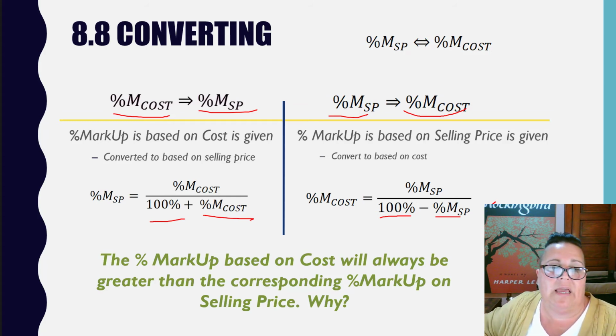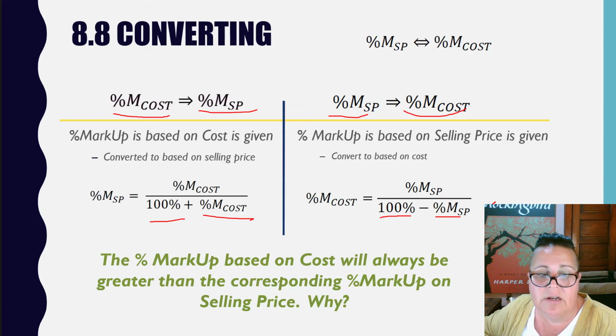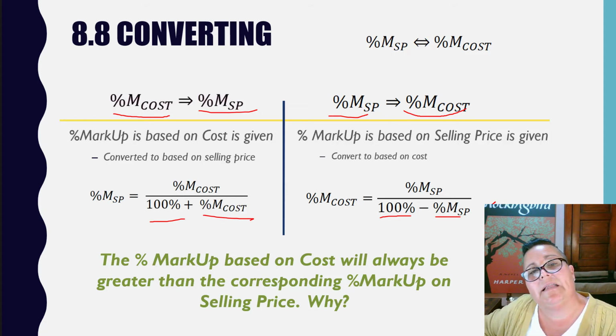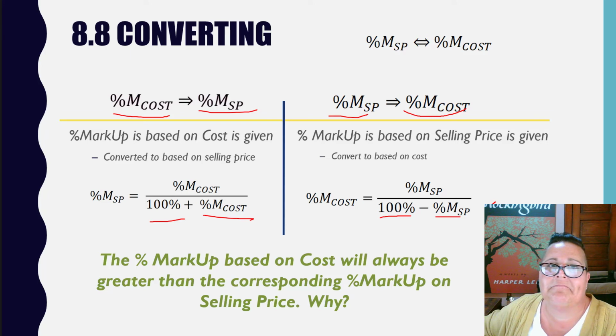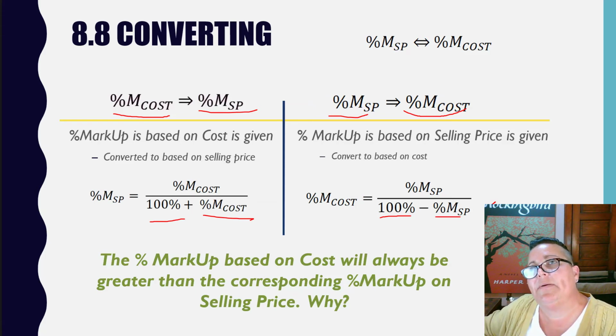It's worth noting that the markup based on cost will always be greater than the corresponding markup based on selling price. But why is that? Can your markup based on selling price ever be more than the actual selling price? Can you mark up an item more than its cost?